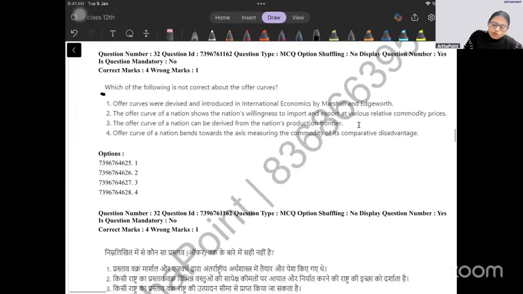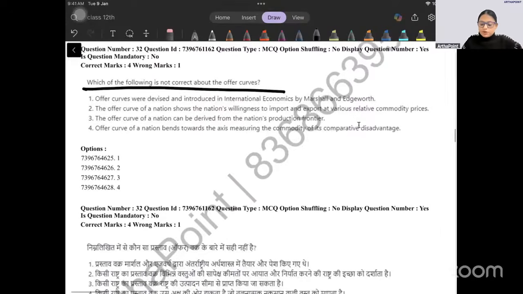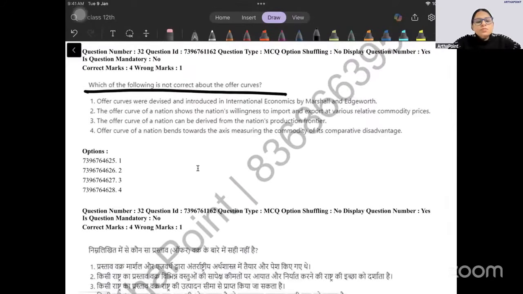Answer this. Which of the following is not correct about the offer curve? एक एक करके देखते हैं. The offer curve were devised and introduced in international economics by Marshall and Edgeworth. True. Offer curve were given by Marshall and Edgeworth.